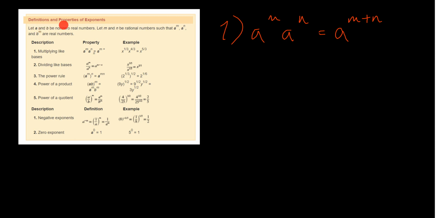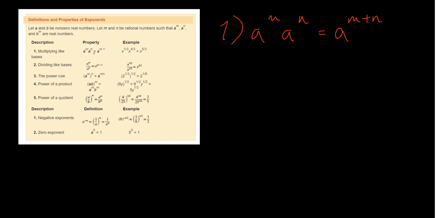So if we let a and b be non-zero real numbers, and let m and n be rational numbers such that a raised to the m power, a raised to the n power, and b raised to the m power are real numbers. So, multiplying like bases. Like bases means the base is the number that's being raised to a power. If we have a raised to the m times a raised to the n, then all we need to do is say a raised to the m plus n.